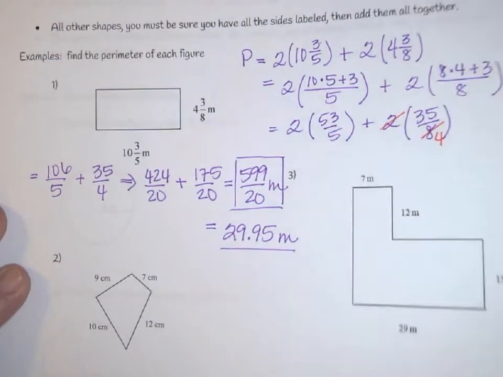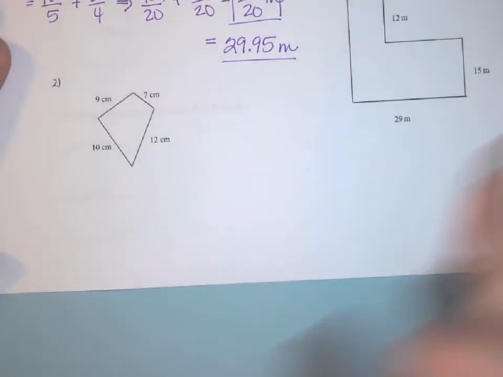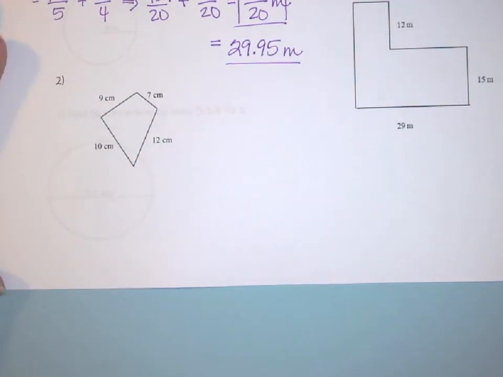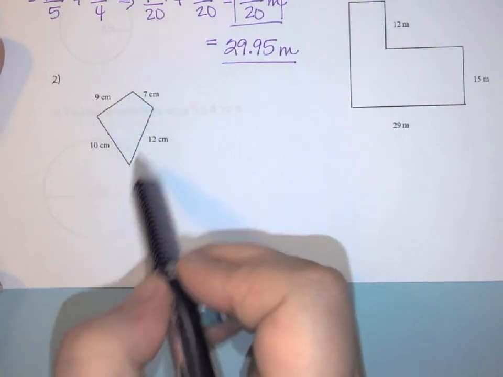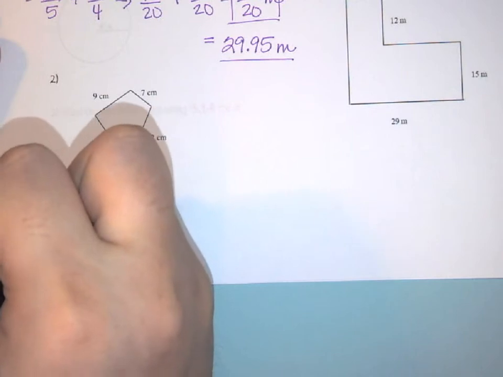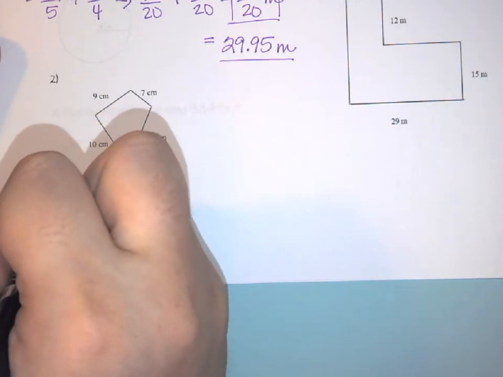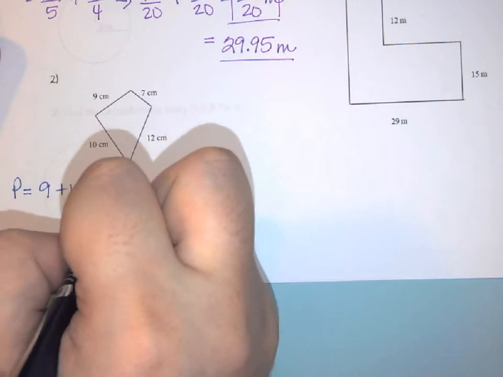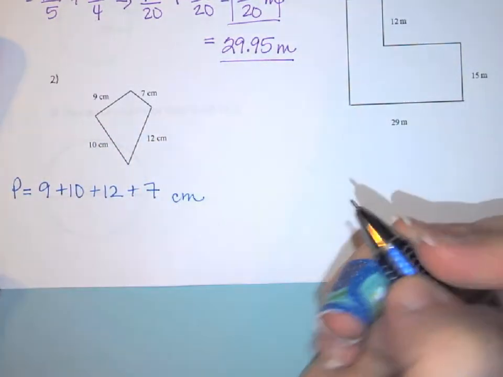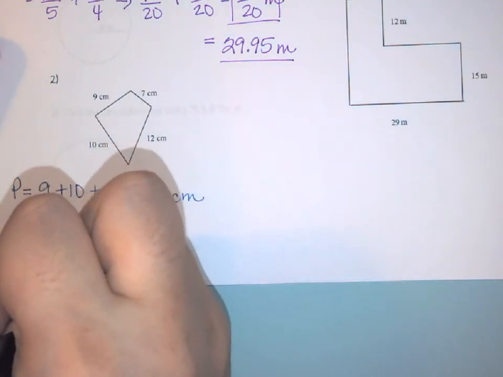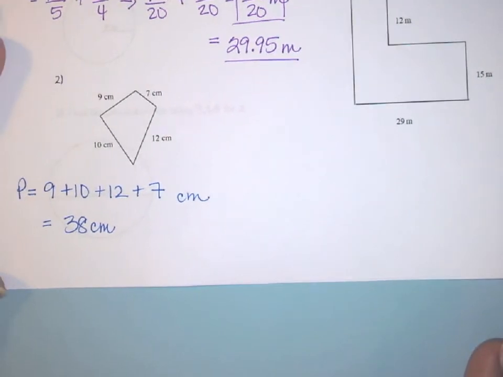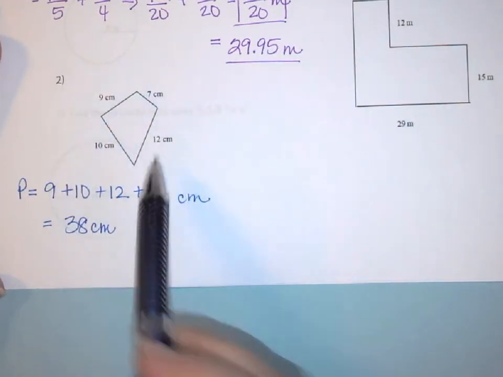Alright, so let's look at another one here. So let's look at this one down here, number 2. So here we have just simply take a walk around the shape and add as you go. So your perimeter here is going to be 9 plus 10 plus 12 plus 7. Simple as that. And this is centimeters. So here you should end up with 38 centimeters. And yes, your units are incredibly important as they keep with the flow of the problem.